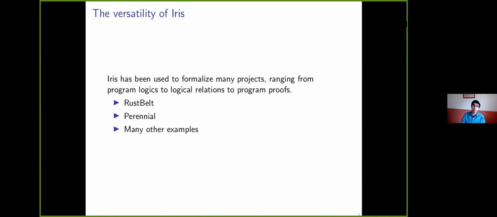Iris is very versatile. It's been used to formalize many projects with a range of results from program logics to logical relations to more bread and butter program proofs. Now, the authors of this tutorial, we've mainly worked on two large projects, RustBelt and Perennial. We'll describe those in a little bit of detail, but then we'll hint at some other recent examples that use Iris, which we didn't work on directly.